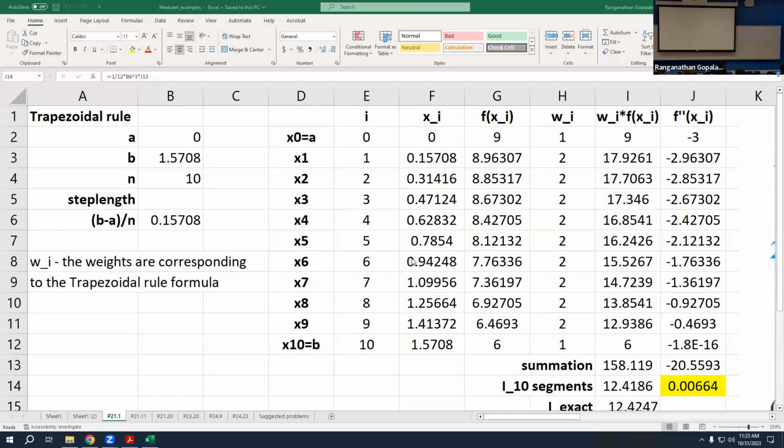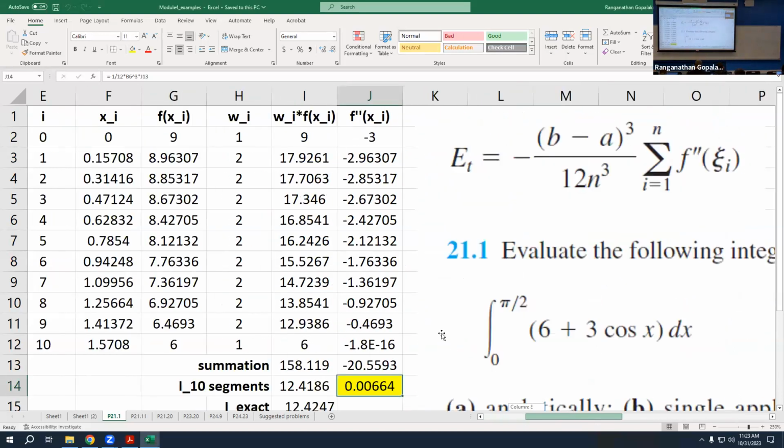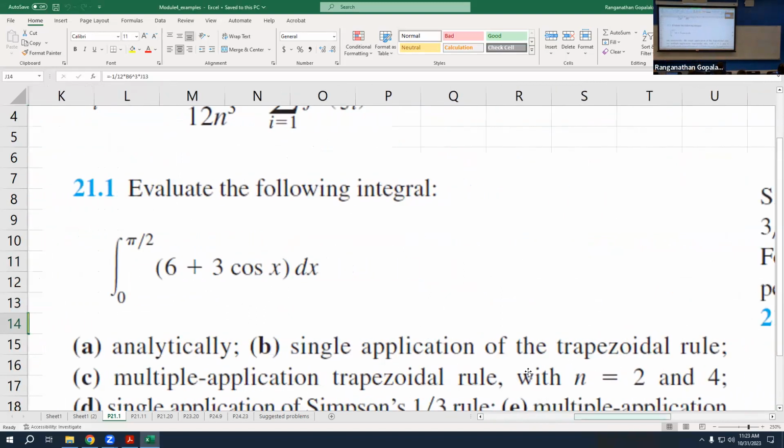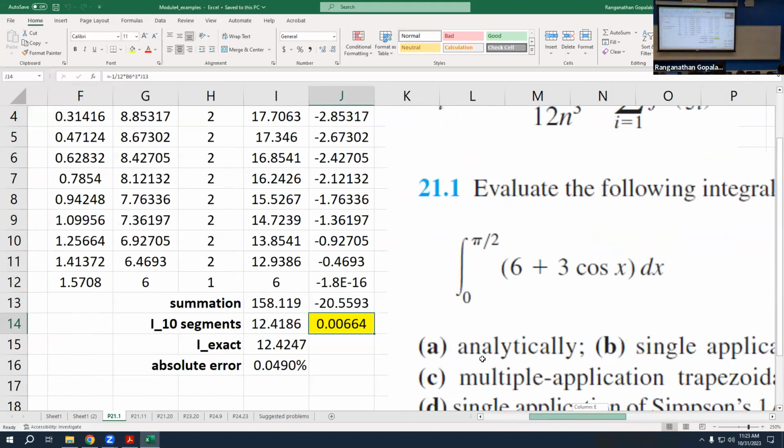So last lecture we developed a table to do the trapezoidal rule. Here is the integral that we are trying to evaluate, and we did evaluate it using multiple applications of the trapezoidal rule, or basically multiple segments.